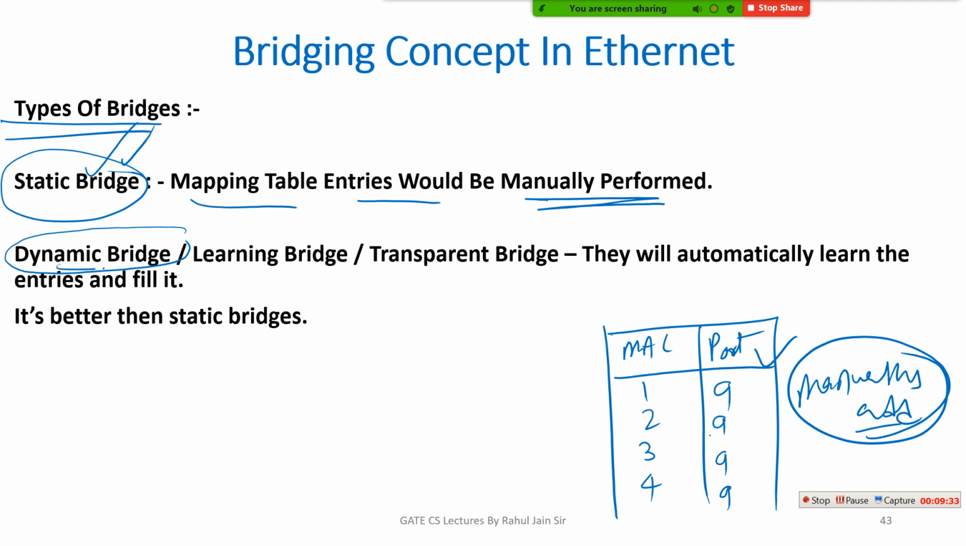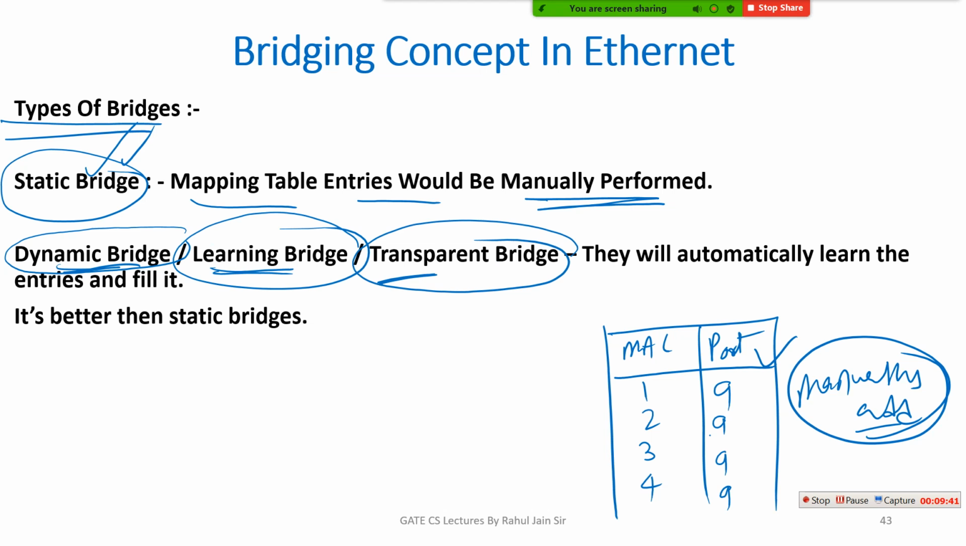But if we talk about dynamic bridge, it is also called a learning bridge, or it is also called a transparent bridge. It is the synonym of dynamic bridge. You may face the question of what is a learning bridge, transparent bridge or dynamic bridge. They all are the same, synonyms of each other. So in a dynamic bridge, the bridge will automatically learn the entries and fill the mapping table.